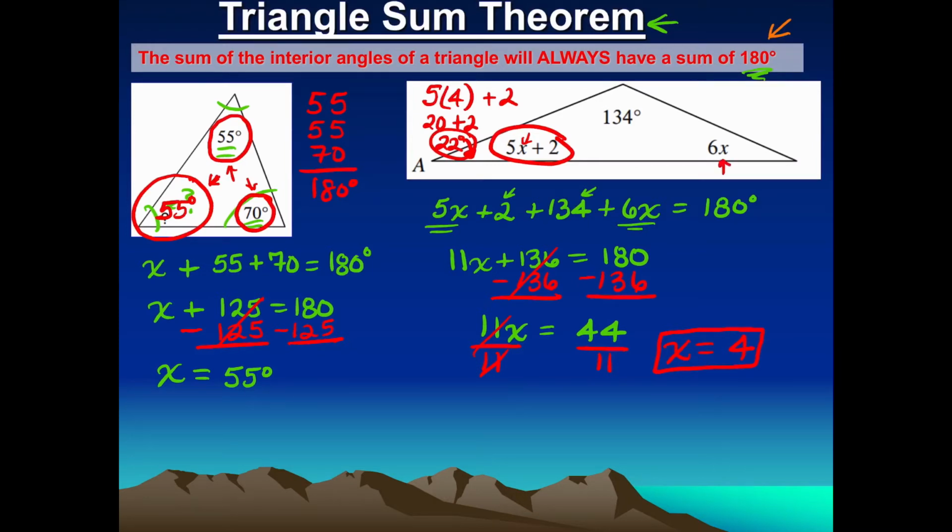Same thing right here. We're going to put 4 where the x is. That does not make 64. It makes 6 times 4, which is 24. And if you're still unsure, like, did we do this right? You can add all those up. You can do 134, that's the angle that was right here. We've got 22, and we've got 24. And see if that does come out to 180, and it does.